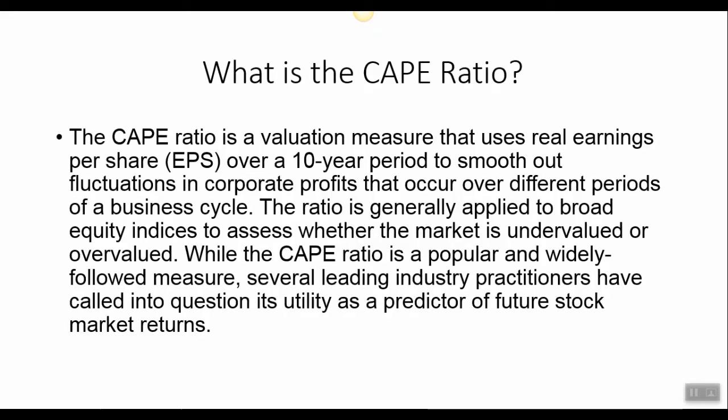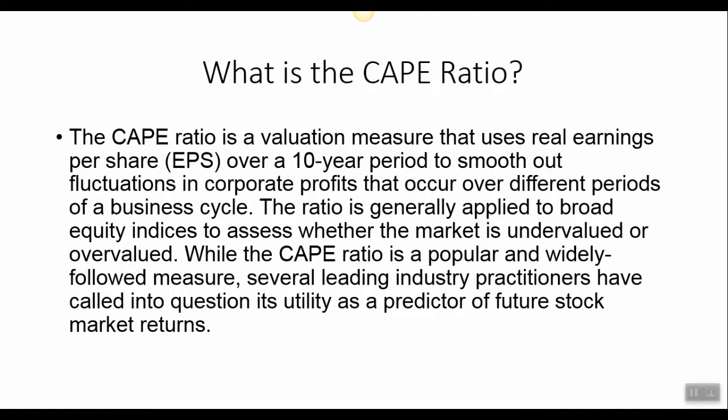So first of all, what is the CAPE ratio? It stands for the cyclically adjusted PE ratio. This is just a definition from Investopedia. I'll read it. CAPE ratio is a valuation measure that uses real earnings per share over a 10-year period to smooth out fluctuations in corporate profits that occur over different periods of a business cycle. The ratio is generally applied to broad equity indices to assess whether the market is undervalued or overvalued. While the CAPE ratio is a popular and widely followed measure, several leading industry practitioners have called into question its utility as a predictor of future stock market returns. So I want to touch on that.